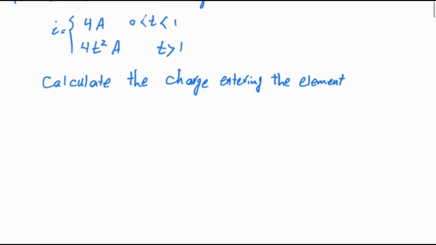And the last question says that the current flowing through an element is as follows. When time is between 0 second and 1 second, the current is constant at 4 ampere. And if time is greater than 1 second, then the current is 4t squared. At this point, we want to calculate the charge entering the element.